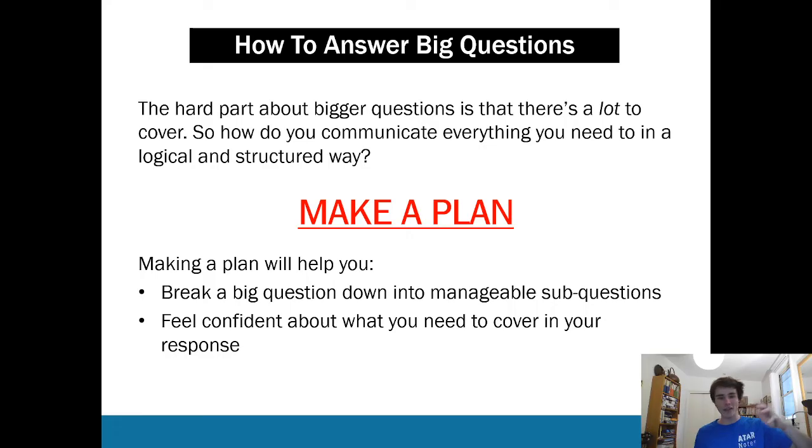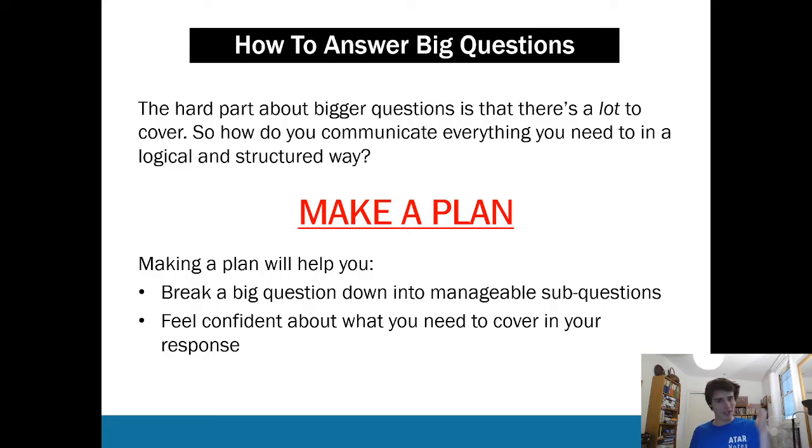So yeah. Some other things that you can do as part of your plan, and this is what we're going to practice today, is you can break the question down into sub questions. I said beforehand that when I meant a 9 mark question, I meant a big 9 mark question where the whole thing was 9 marks, and it wasn't 9 marks with a whole bunch of sub questions.